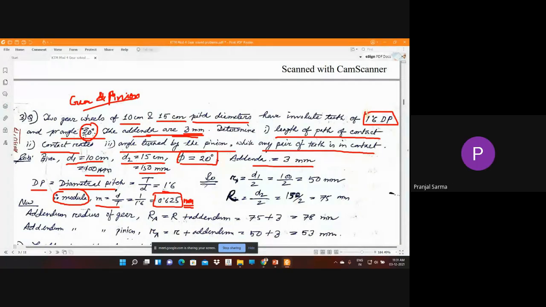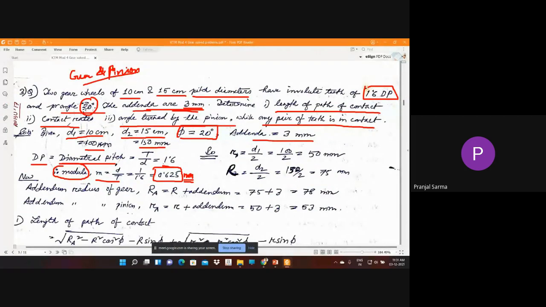Okay. So next. Those diameter values, pitch circle diameters, are given. So from there we'll be able to find out the radius. Capital letters we denote for the gear and the small letters for the pinion. That is, the gear is the bigger wheel and the pinion is the smaller wheel. So small r we can write from D1. D1 is the smaller value, 10 centimeter. D2 is 15 centimeter. So this is with the pinion, and this is with respect to the gear. Okay, so now R1, this is half of the diameter of the smaller wheel.